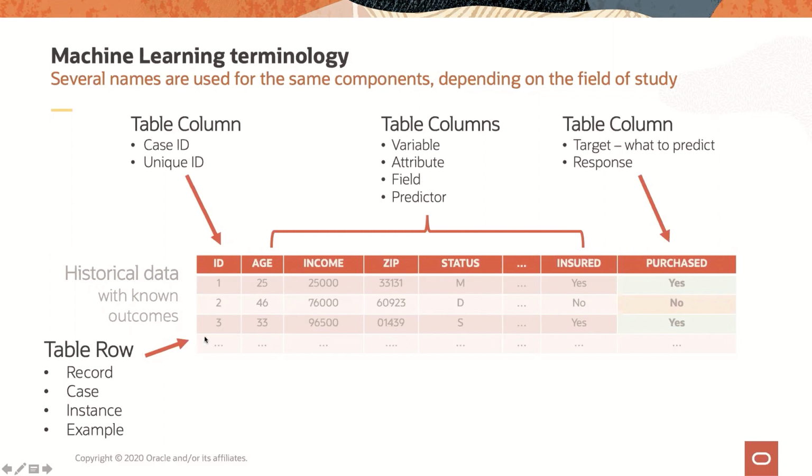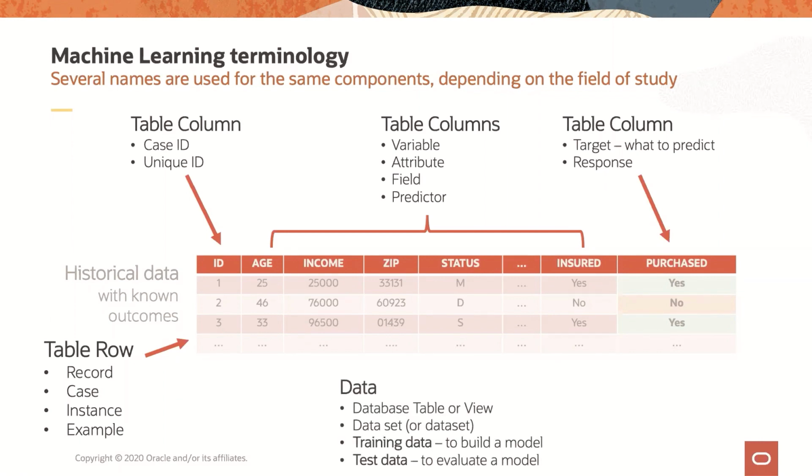And finally, the row, right? So you have a row on a database table, you have a record, or you have a case for statisticians, right? Or an instance as well, or an example, right? So these have, again, many names. And finally, the data, right? In terms of the data, it can be, of course, a database table or view, but it's also called a data set. You can call it training data when you need to build a model. You can call it test data to evaluate a model, right? So those are the different names that you might find.